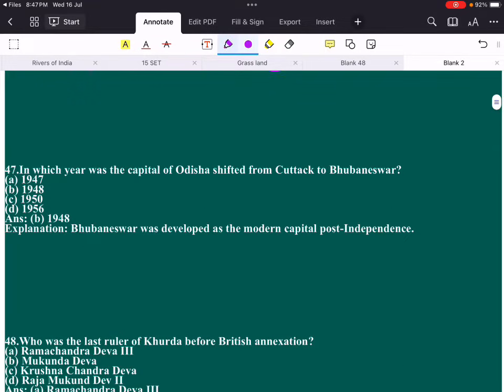In which year was the capital of Odisha shifted from Cuttack to Bhubaneswar? That is in 1948. Option B is the correct answer. Bhubaneswar was developed as the modern capital post independence.